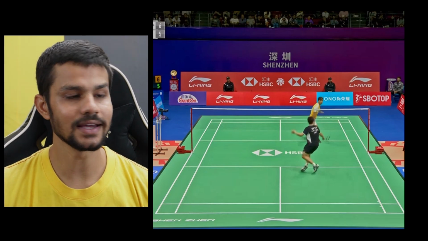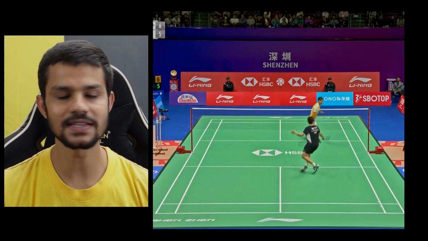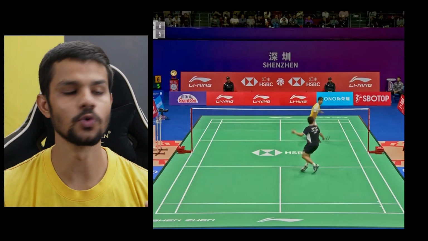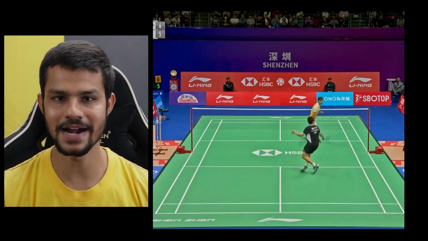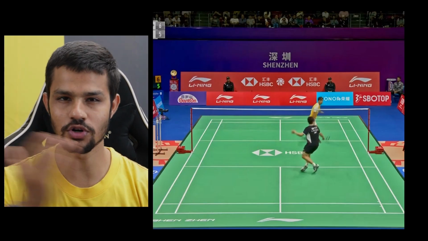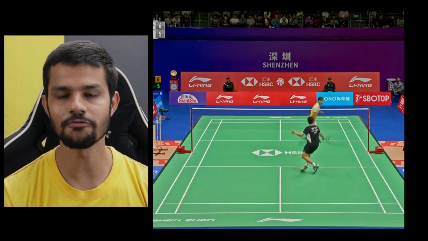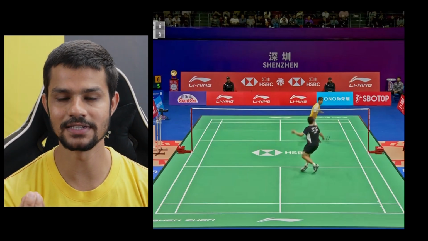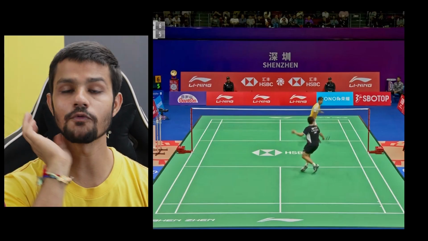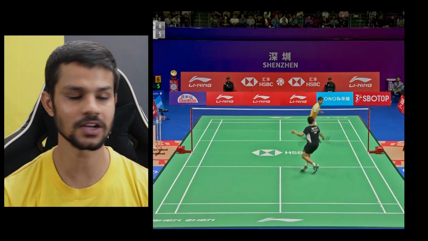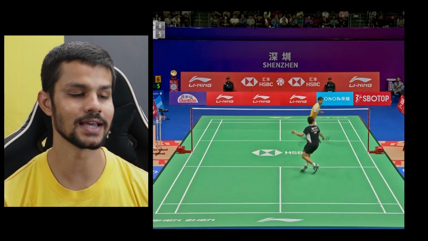What? There are two or three options that Shi Yu Qi can do here. First of all, Shi Yu Qi can do a dribble on the net. Second, a cross court drop, but that will be a little tough because Shi Yu Qi is a little late. Another option: push to the overhead side of Sen Lakshya, or the forehand side of Sen Lakshya.